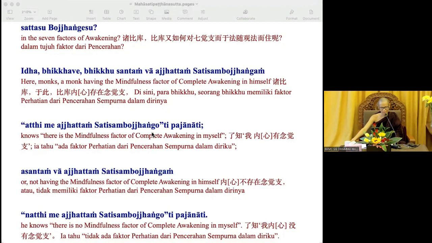So, I have a Sati Sambojjhanga. Sati Sambojjhanga is arising within me. So, there is a Sati Sambojjhanga. Okay.